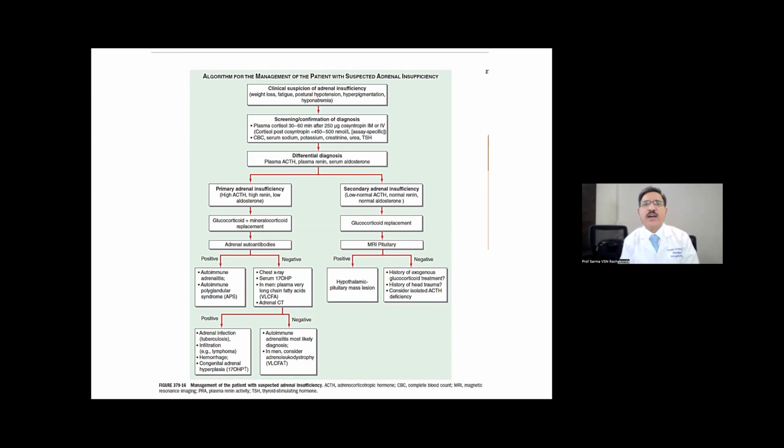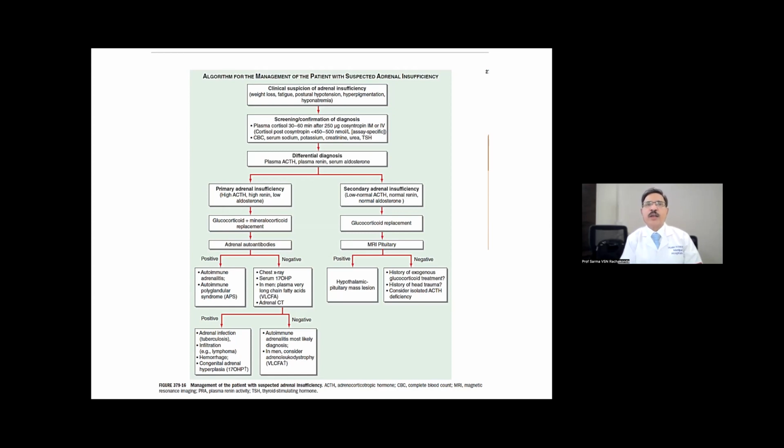Then screening or confirmatory diagnosis: plasma cortisol 30 to 60 minutes after 250 micrograms of cosyntropin. Cosyntropin is the same as Synacthen, both are the same. IM or IV cosyntropin, cortisol less than 450 is suspicious. CBC, serum sodium, potassium, creatinine, urea, and TSH. And of course, sugar also you have to see. They have not mentioned blood sugar. Add hypoglycemia also. Then I am in for a differential diagnosis.